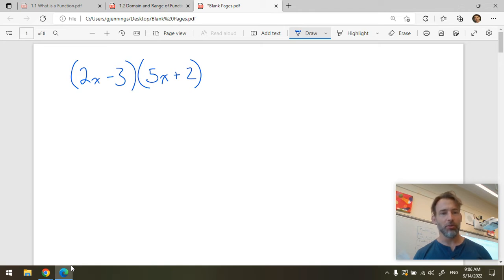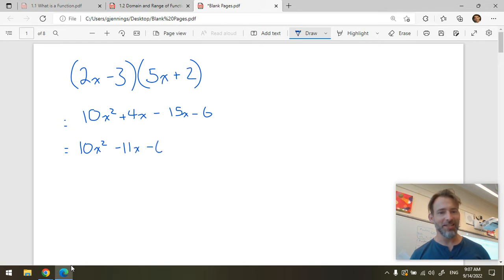Let's say I have these two binomials and I multiply them together. That would give me 10x squared from the 2x times 5x, plus 4x minus 15x minus 6. And then I collect like terms. So I have 10x squared minus 11x minus 6.